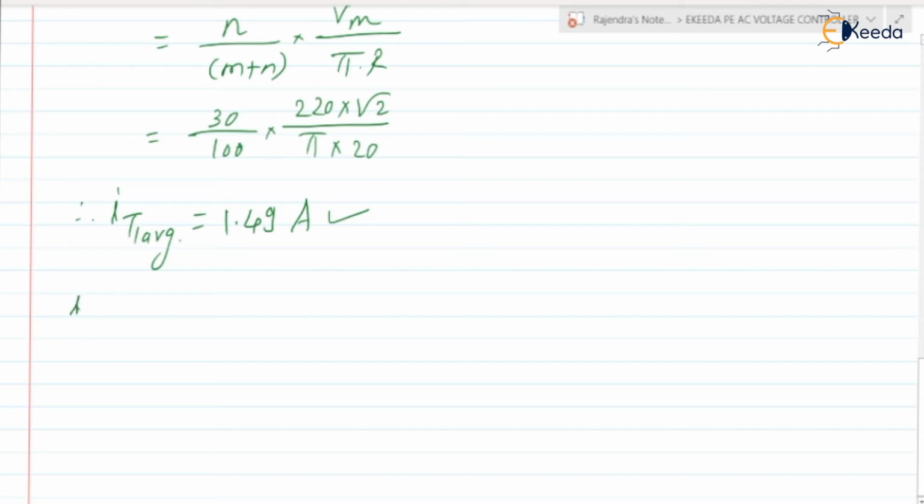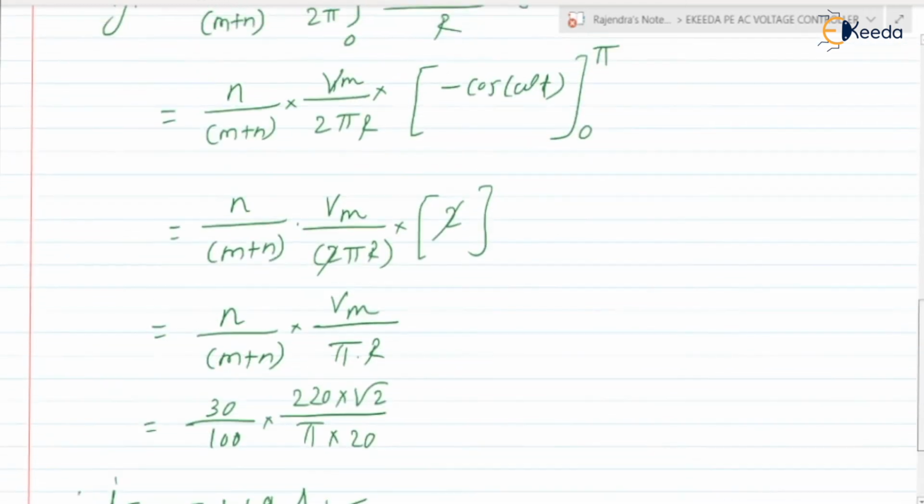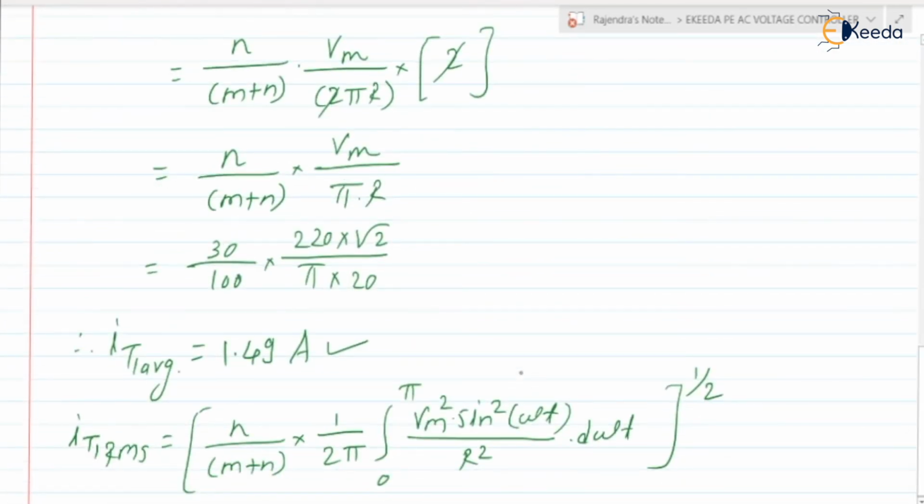Similarly, can we find IT1 RMS? IT1 RMS is equal to what? Same, N upon M plus N into 1 by 2 pi, integration from 0 to pi, of Vs by R square. So it is Vm square into sine square of omega t divided by R square into d omega t, to the power 1 by 2. Are you getting the point? Same way, the only thing is we need to square it.